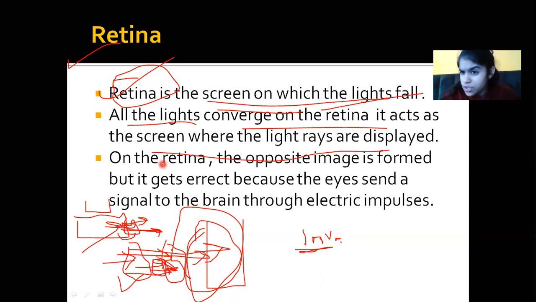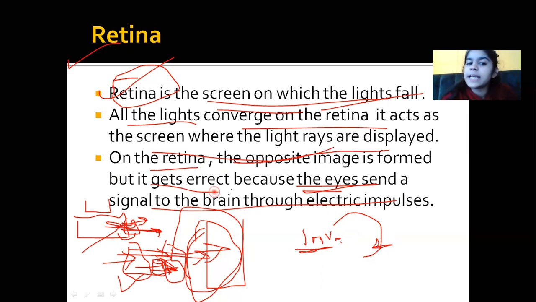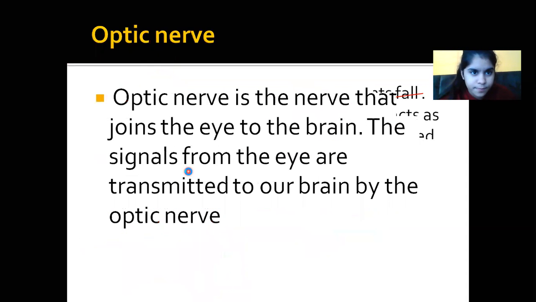But we are able to see a straight image, right? How? Because the eyes send a signal to the brain through electric impulses. On the retina the opposite image is formed, but it gets erect because the eyes send a signal to the brain through electric impulses, and that is why we are able to see an erect image. Hope it's clear, everyone.